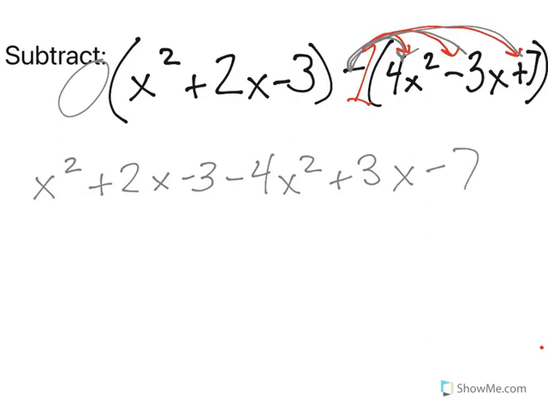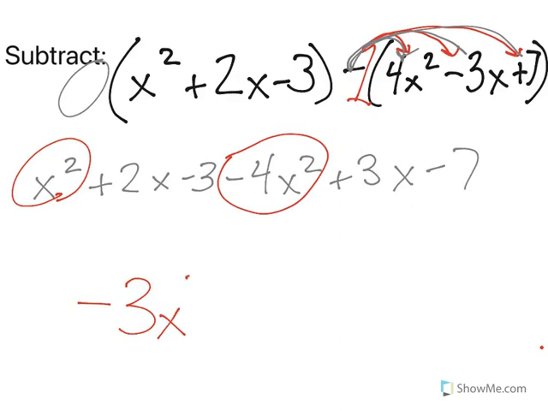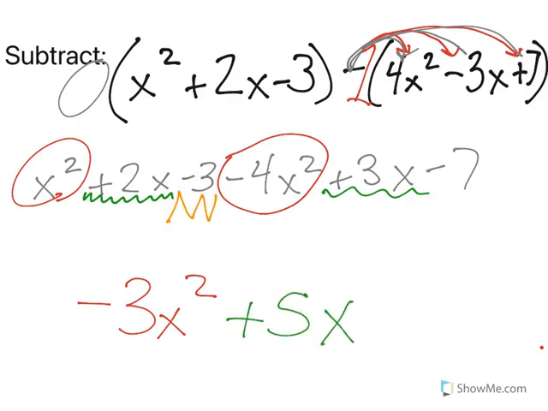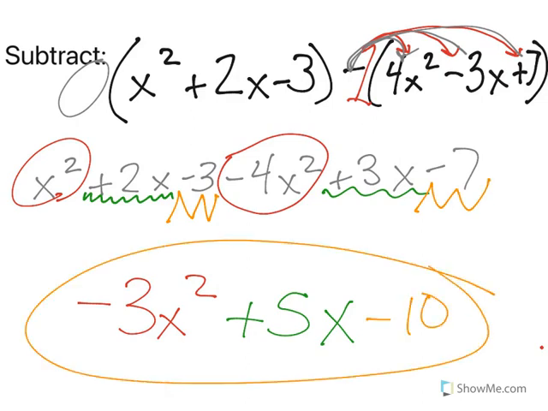Now, I simply combine like terms. So I have x squared minus 4x squared. So 1 minus 4 is negative 3x squared. Then I have a plus 2x plus 3x, so plus 5x. And last but not least, negative 3 minus 7 is negative 10. So the big difference between adding and subtracting is really just that you're going to distribute the negative sign, because a subtraction and a negative sign are the same. We're going to distribute that negative and then combine like terms.